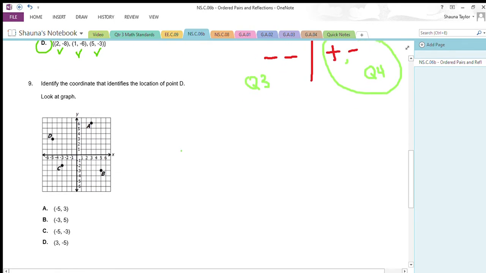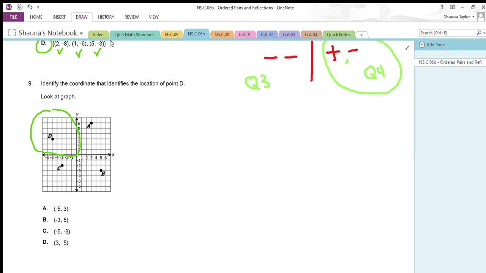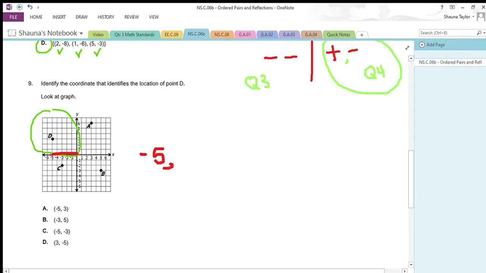Okay, let's go to number 9. Identify the coordinate that identifies the location of point D. So if I look at this graph, I notice that point D is over here and it's located in quadrant 2. But they want me to identify that ordered pair. So what I would do is I would start at my origin, and it looks like I'm going back. Negative 1, 2, 3, 4, 5. So my first number is negative 5. Okay, it looks like I need to go up. 1, 2, 3. So my second number is 3. There is my ordered pair.